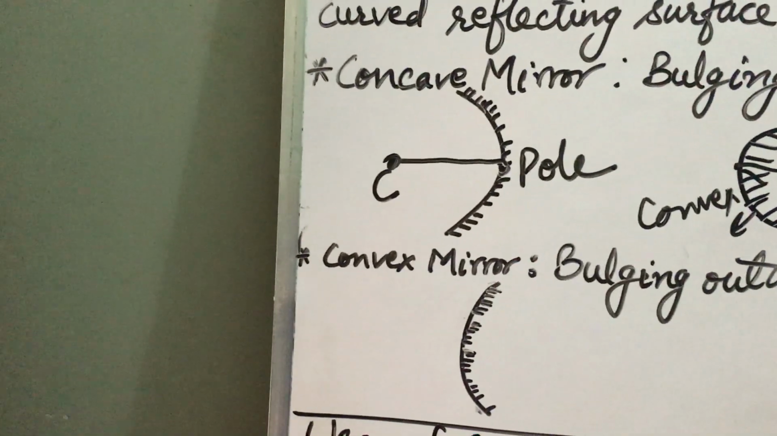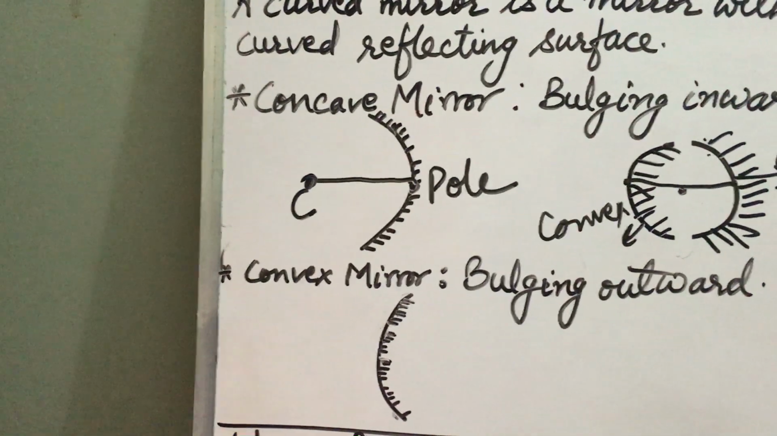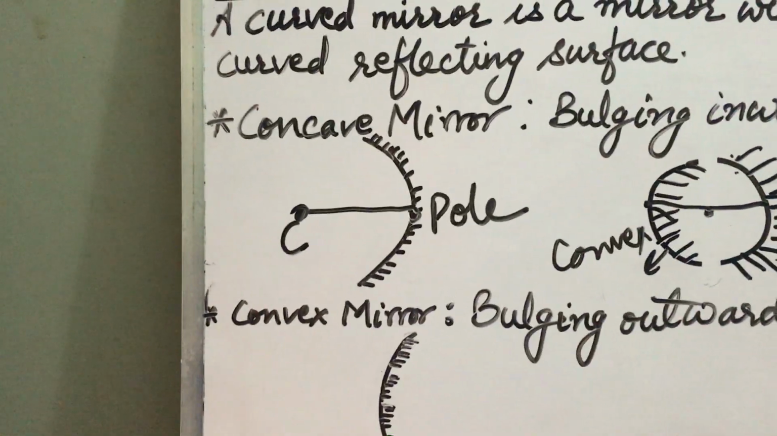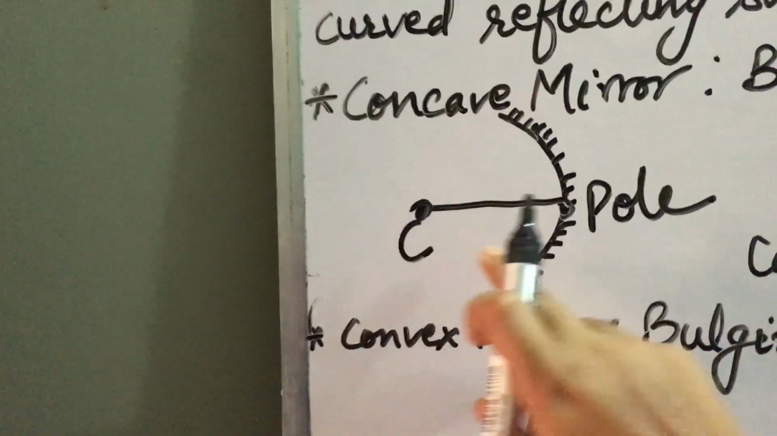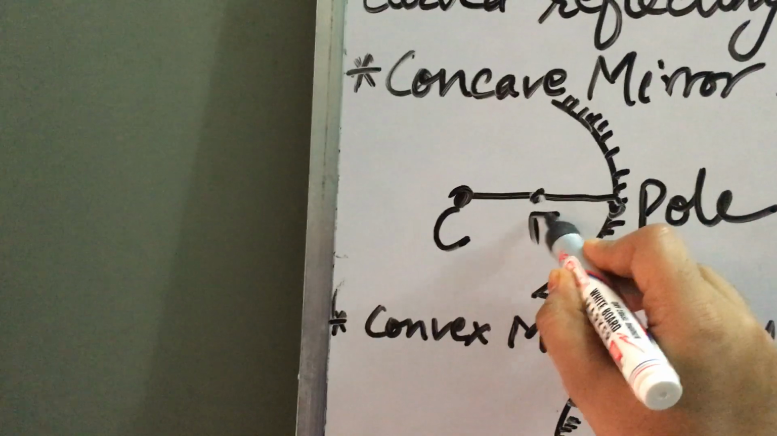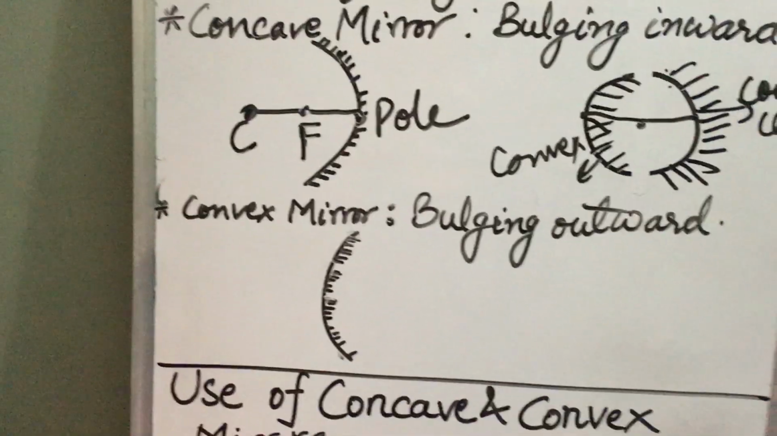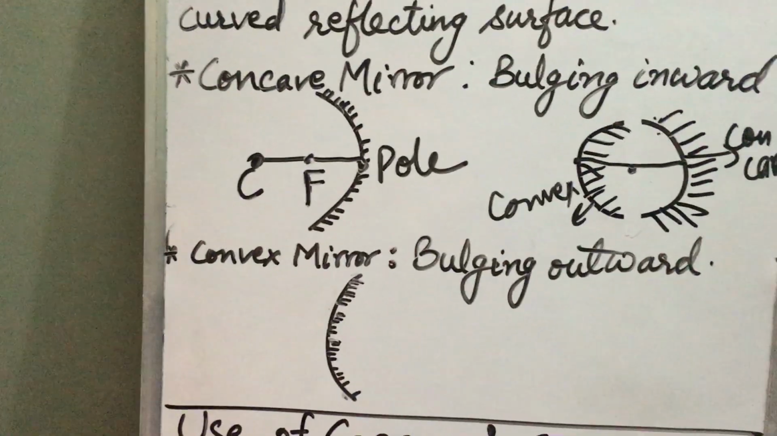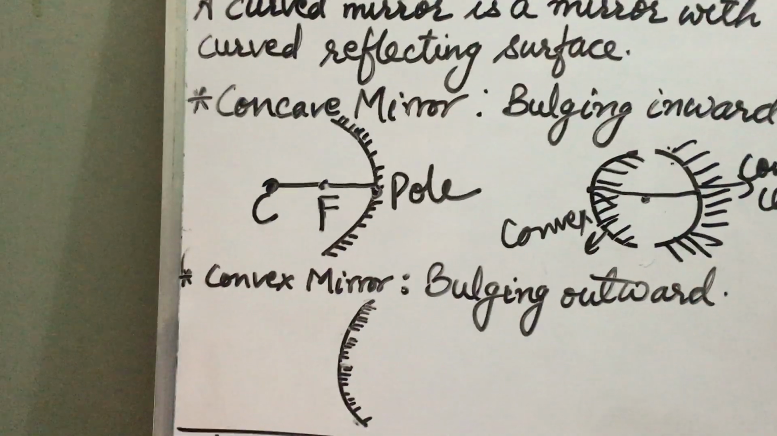The distance between C and the pole is known as the radius of curvature. The distance between the center of curvature and the pole is called the radius of curvature. After that, see, between the center of curvature and the pole we have a midpoint known as the focus, represented by capital F. So I have explained four terms right now: aperture, pole, focus, and center of curvature.